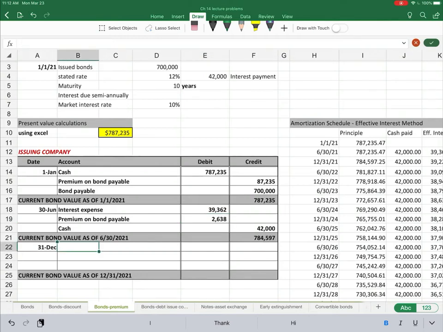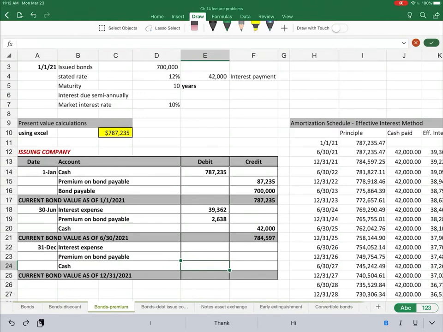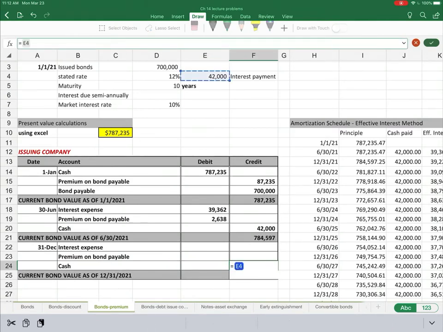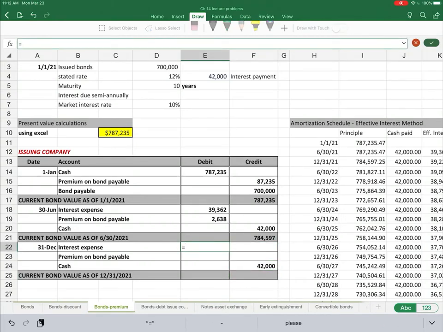Let's do it one more time for December 31st. So again, on December 31st, the parts of our entry are going to be exactly the same as they were for the June 30th adjustment. Interest expense, premium on bond payable, and cash. The cash is always going to be the $42,000 interest payment. That's how much we're promising to pay every period. Interest expense is always going to be the current value of our bond times the market rate of interest. And again, because we have semi-annual periods, we're going to divide that by 2.